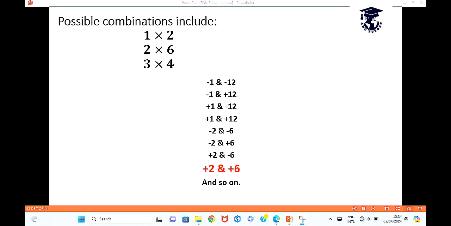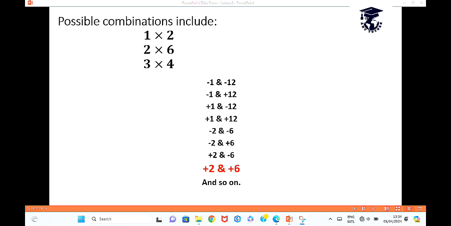Alright, so after doing this, I will now shuffle the plus sign and the minus sign between these combinations as you see here below. I can write minus 12 and minus 1, minus 1 and plus 12, plus 1 and minus 12, plus 1 and plus 12. I can write minus 2 and minus 6, or minus 2 and plus 6, or plus 2 and minus 6, or plus 2 and plus 6, and so on.